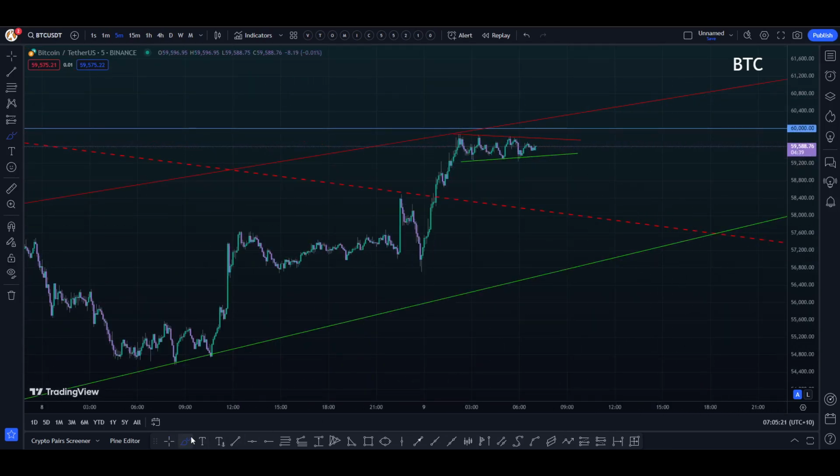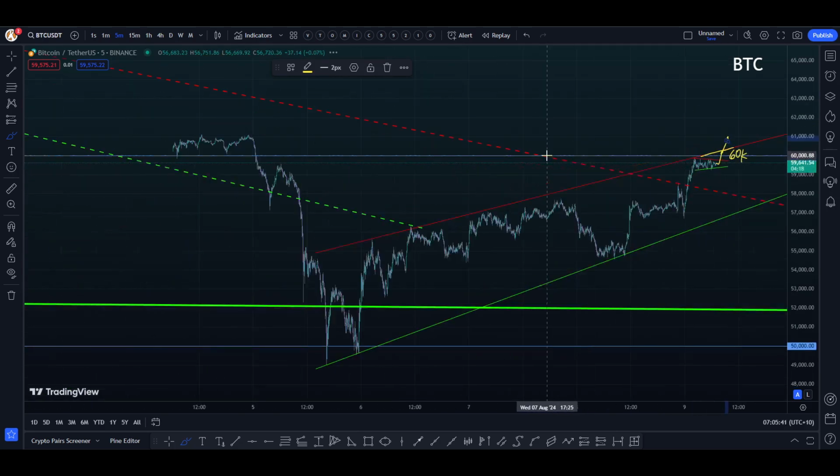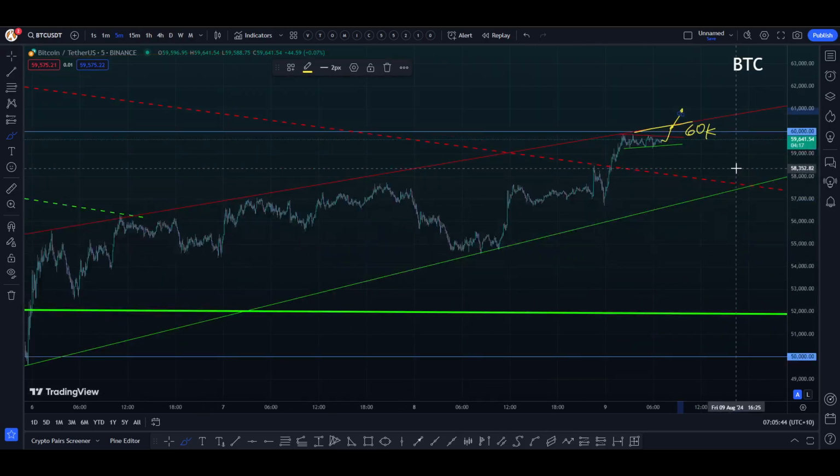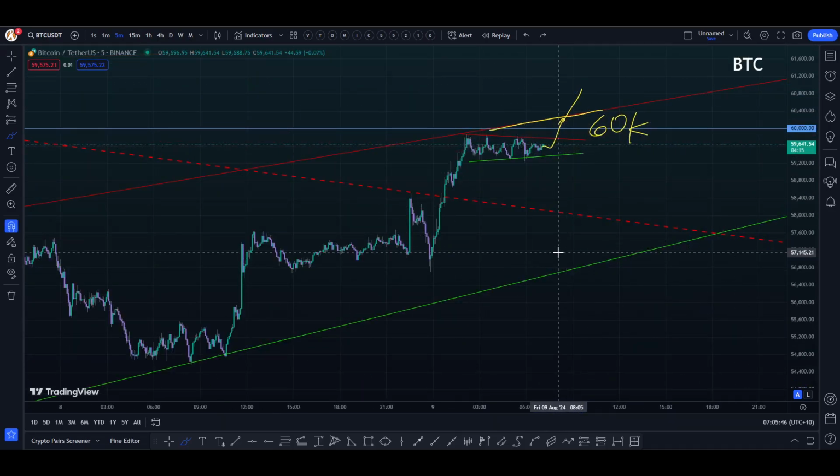Now, is that gonna be enough to shoot us through the $60,000 line? Here's 60,000 where the blue line is. We've got to get above not only 60K, but we also have to get through this red trend line, which is gonna cause resistance as well, I think. But that doesn't mean we can't get through it. It's gonna be a challenge.